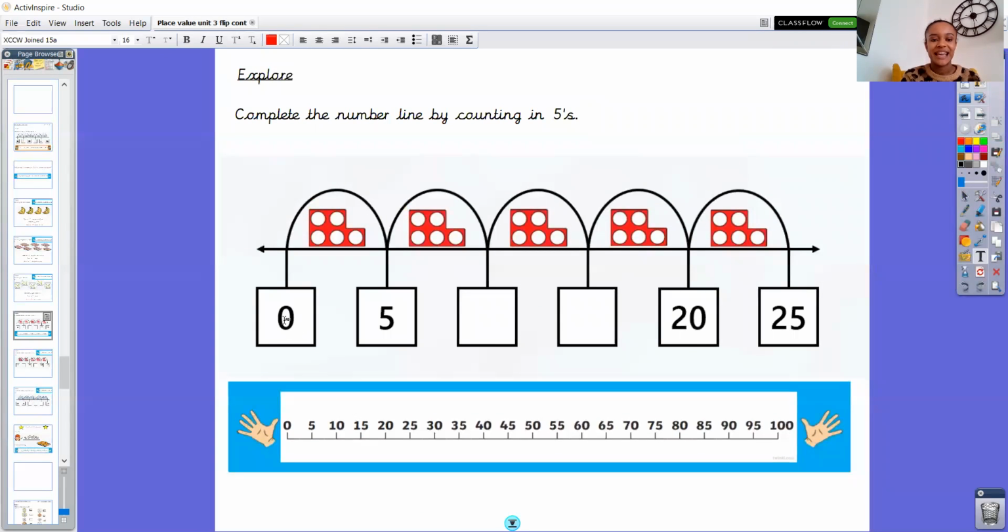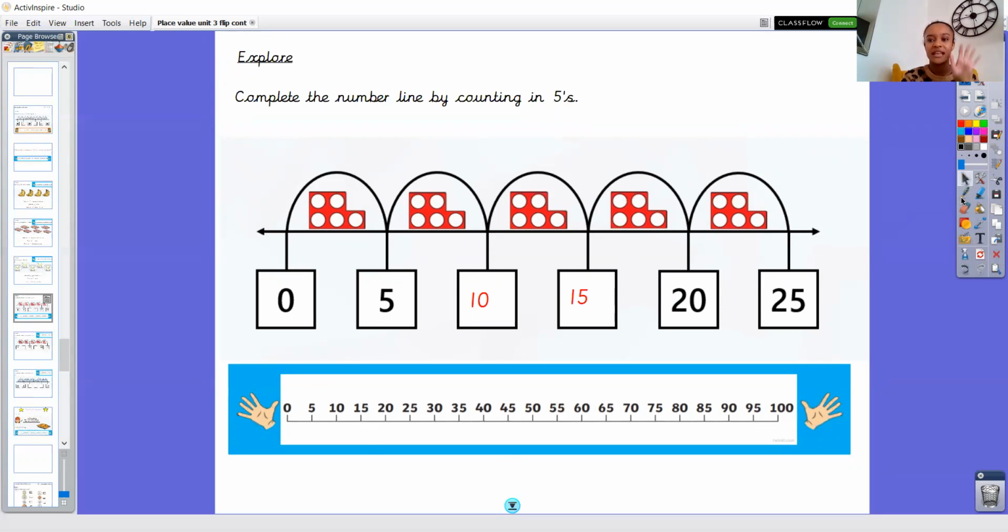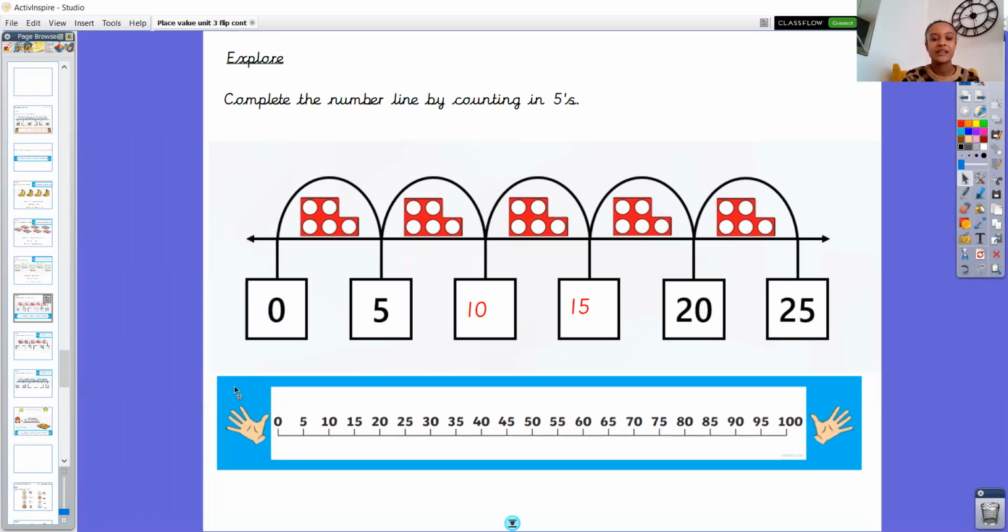Well done, year one. So we're looking here, we've got 0, 5, so the next number is 10, well done. And have a look at the number line again, 10, 15. These are the 2 missing numbers, and then we've got these ones that are filled in, 20, 25. Can you see how it's making a jump of 5 each time? So let's count in our 5s now, following this number line. Ready? 0, 5, 10, 15, 20, 25.